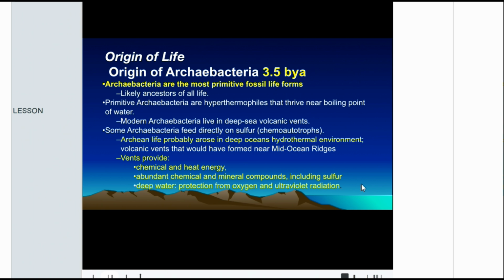The reason they were near those vents is because they got chemicals that they needed, they got heat that they needed, they had minerals, including the sulfur that they used for their food. And being deep water, it protected them from the UV radiation from the sun and the oxygen that was forming in the atmosphere above.